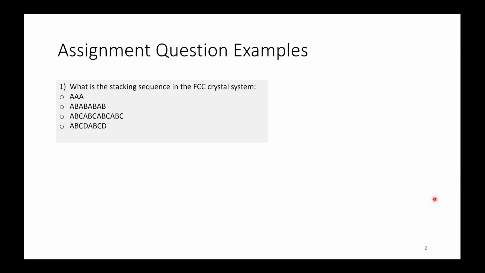So first question is, what is the stacking sequence in the FCC crystal system? If you don't understand any questions, you can unmute and ask. Your options are AAA, ABAB, ABC, or ABCD. These are different stacking sequences found in different crystal systems. For FCC, your answer will be ABC, ABC.